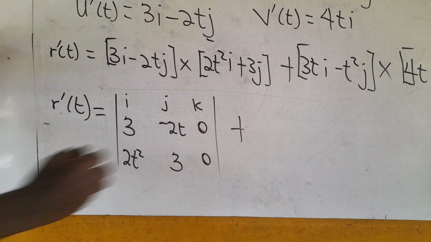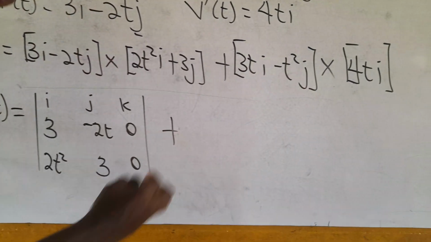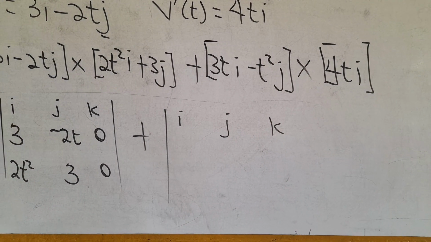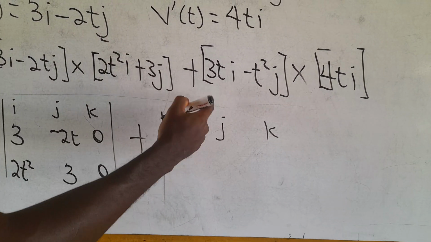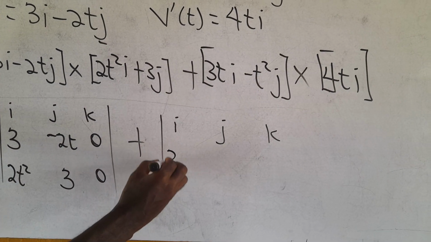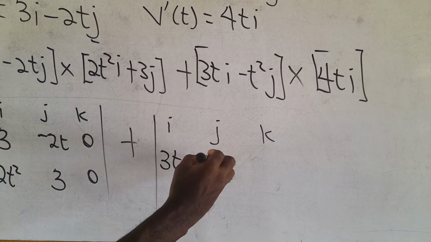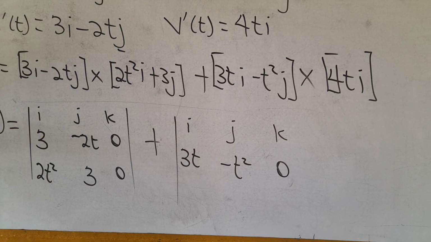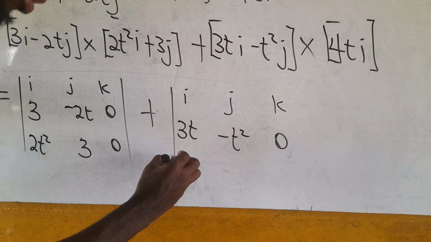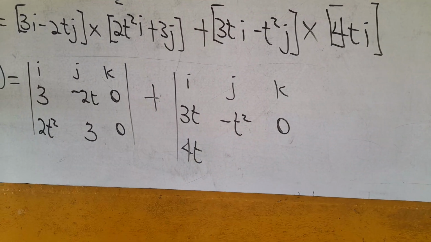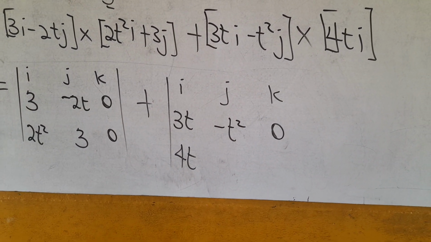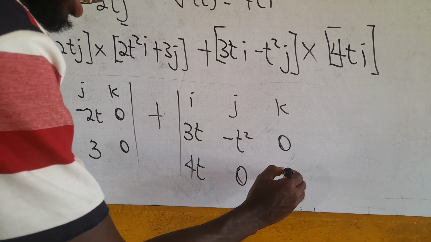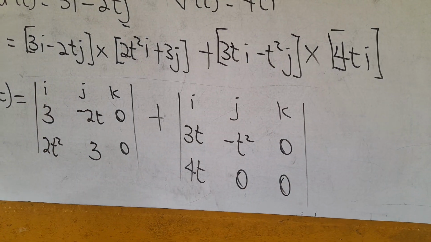That's for that. Then plus this will be the determinant where i, j, and k form the first column. Then there are coefficients under them. Here will be 3t. Then the j will be negative t squared. The k does not exist, so it is 0. Then the i there will be 4t. Then the j does not exist, so the coefficient is 0. The k does not exist, so the coefficient is 0.